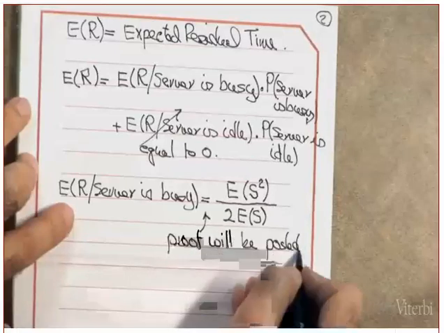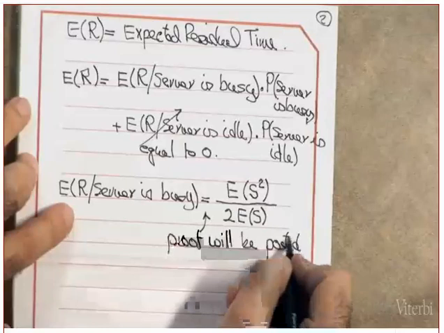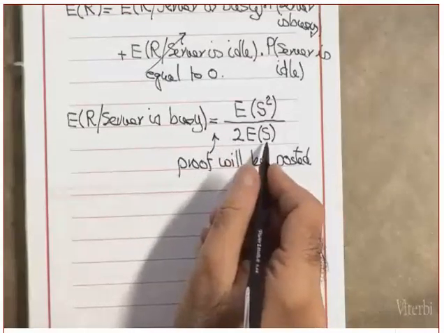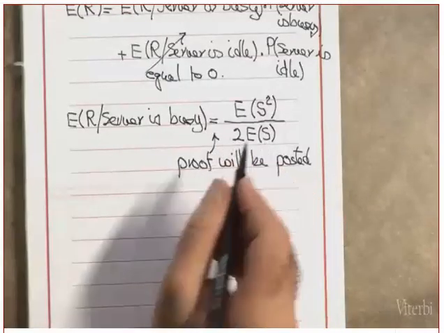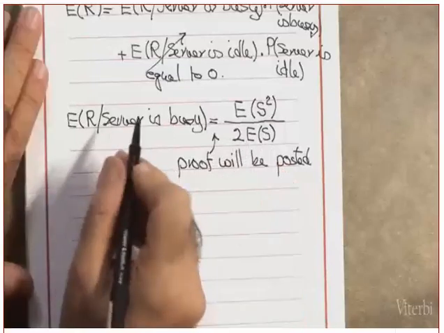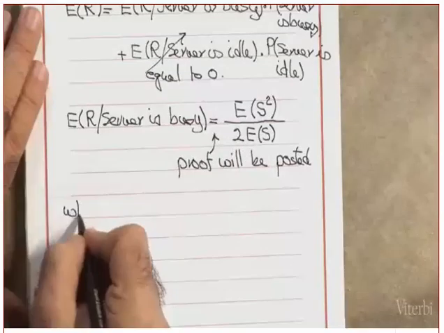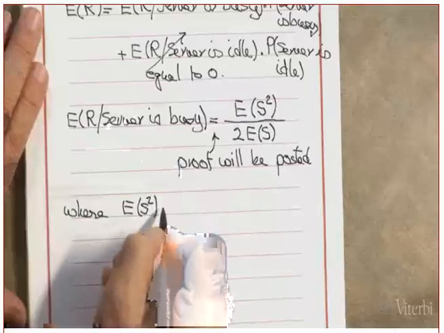Now, again, recall that E of S square is the variance of S plus E square of S. The mean square is equal to the variance plus the square of the mean. Don't confuse this with this. This is the mean square. This is the square of the mean. Or the variance of S equals the mean square minus the square of the mean.